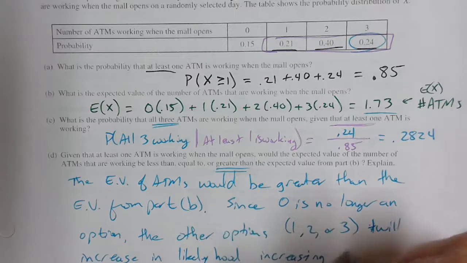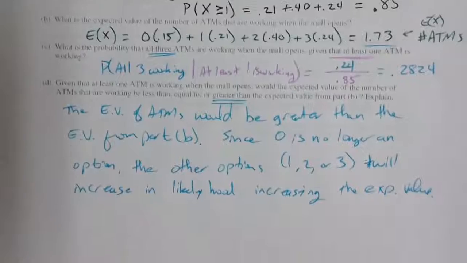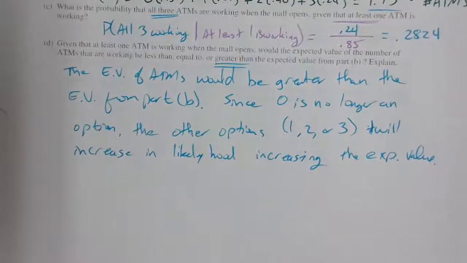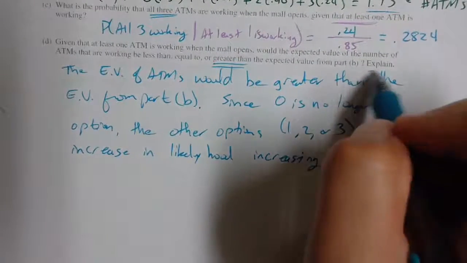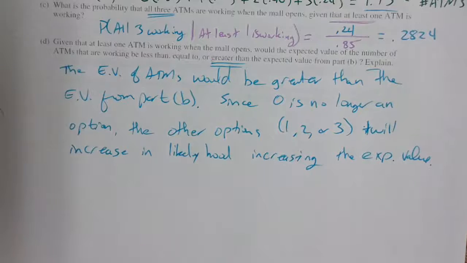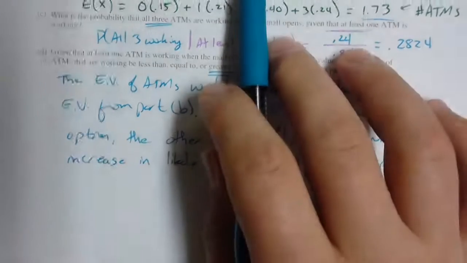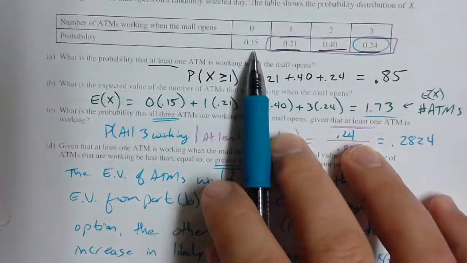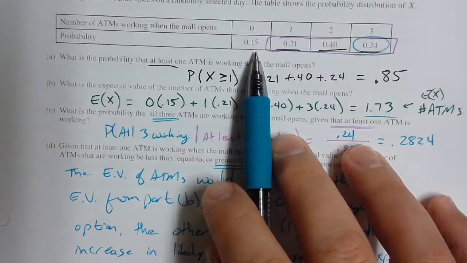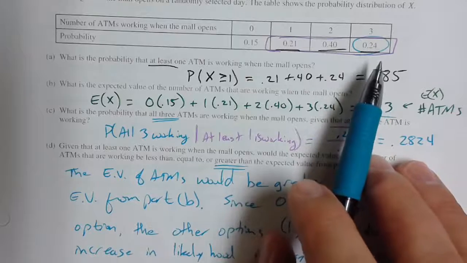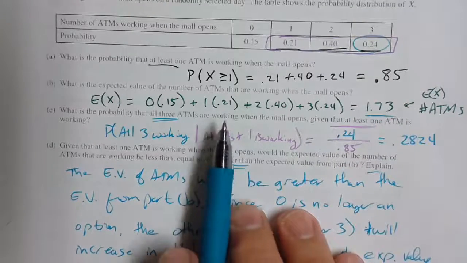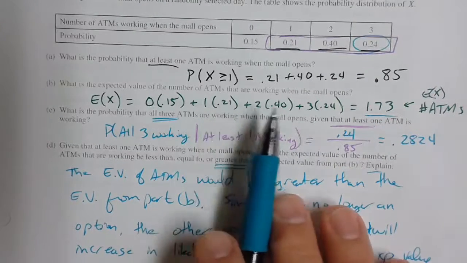And that's perfectly good for full credit in this case. We don't actually need to go through and do the calculation. All we have to be able to say is that it's got to go up, and the reason it's going to go up is we're now eliminating this possible outcome of 0 ATMs working. All of these other probabilities are going to increase, and if this is a higher probability, and this is a higher probability, and this one's a higher probability, well then this expected value's got to go up. It turns out we can calculate it, but we just don't need to.